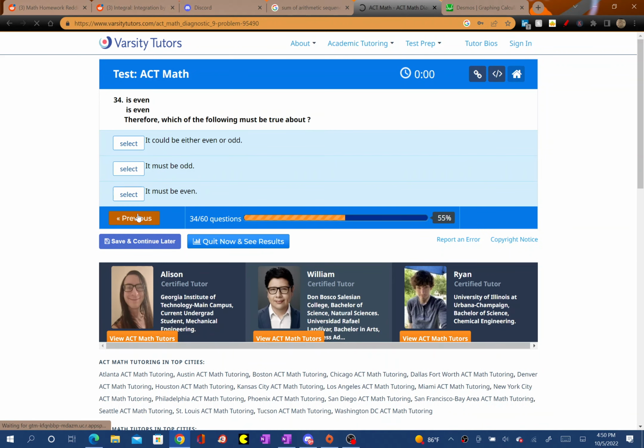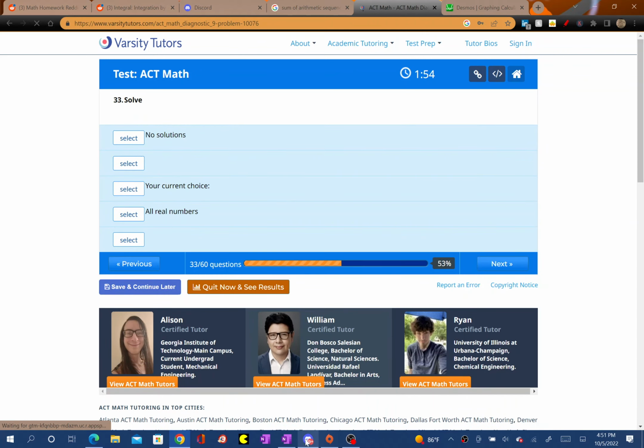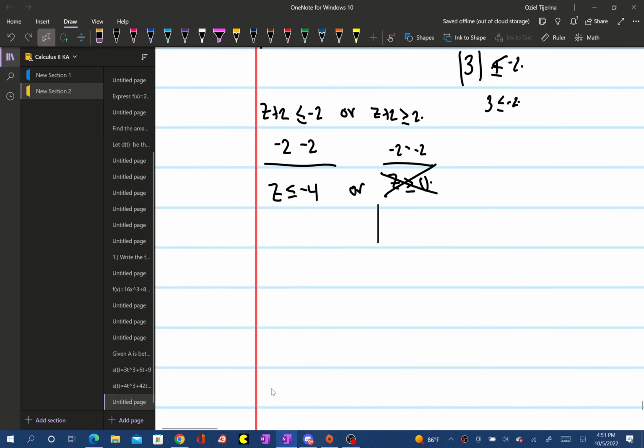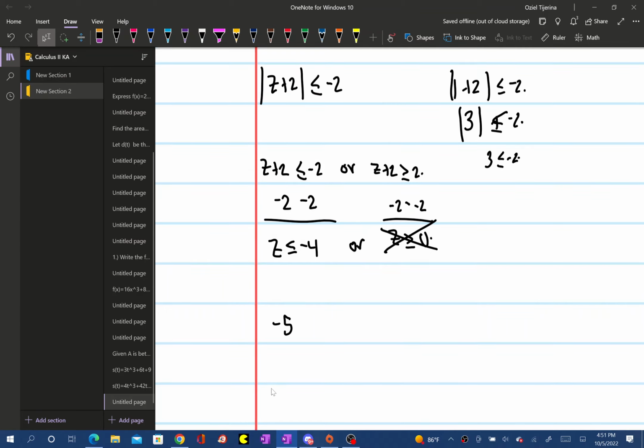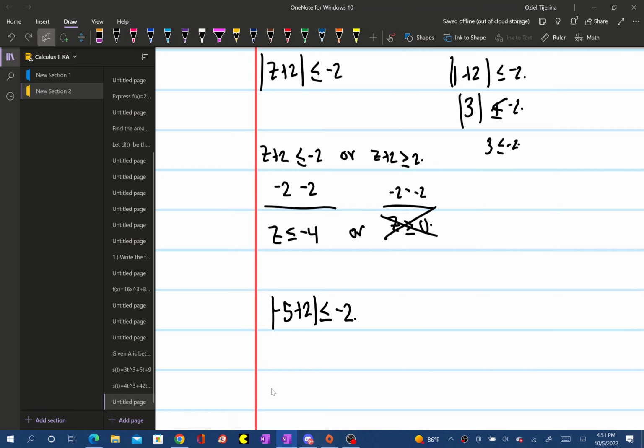Actually, let's check both of them. Let's check z is less than or equal to -4. So if I do -5 plus 2 is less than or equal to -2, then that means -3 is less than or equal to -2, 3 is less than or equal to -2. This is false too, so it means there's no solution for this. Okay, so yeah, I almost got that wrong. There's no solution for that.